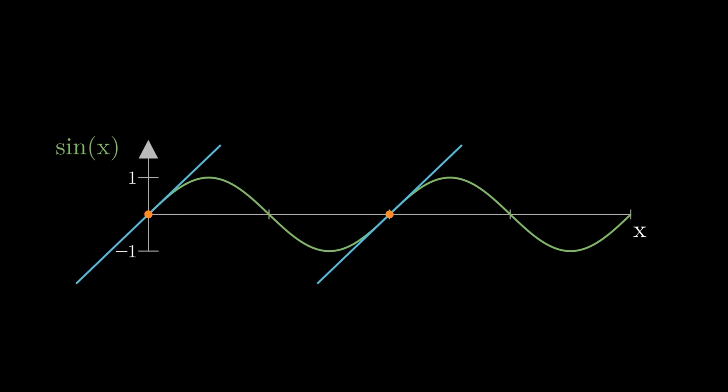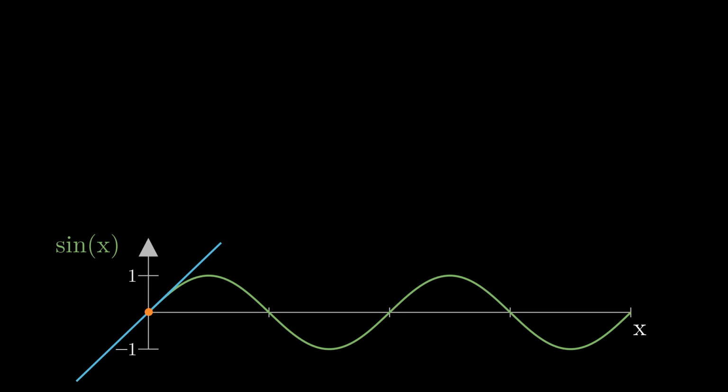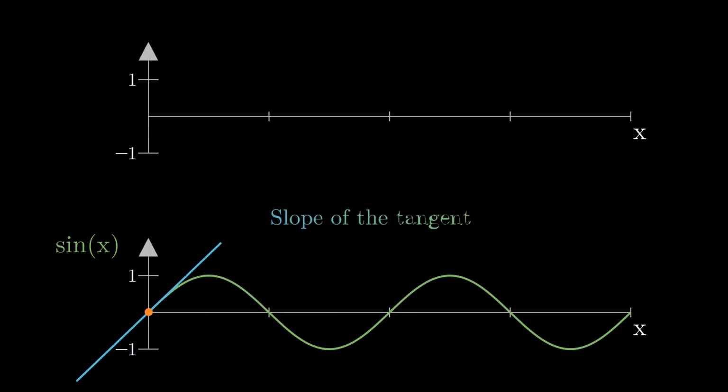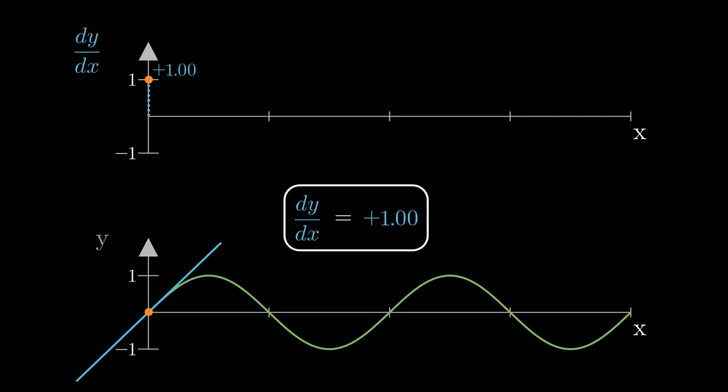So the slope seems to have a periodic characteristic, that is, the line repeats its state of inclination after a certain interval. Let's keep an eye on exactly how the value of the slope of the tangent changes as we move to the right. At the origin, the value of the slope is maximum, being equal to 1. For the sake of convenience, let's replace sine x with y and the slope with dy by dx.